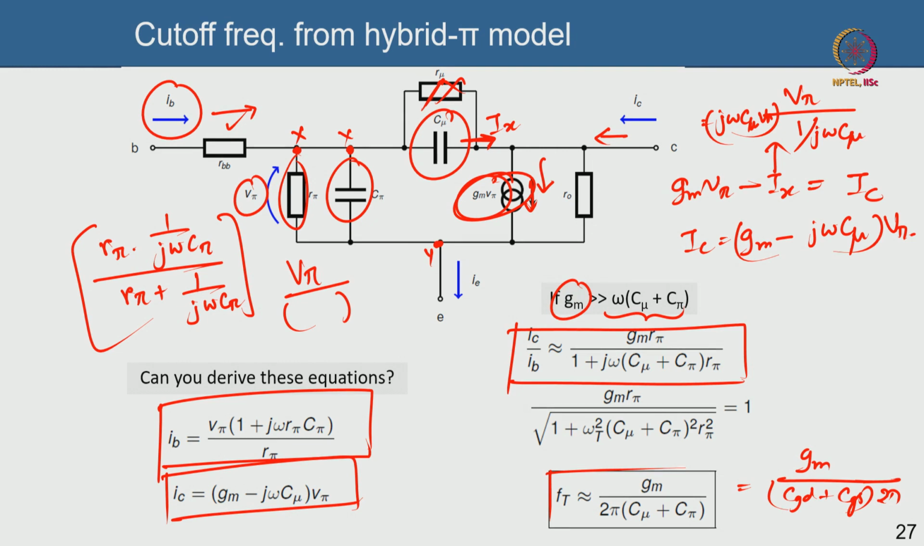So, as you know, to increase the cutoff frequency you have to make the GM higher. Good thing is that with increasing collector current your GM becomes higher, which is not the case in an FET. With increasing ID your GM does not become higher, it just shoots up and comes down, and then your capacitances have to be reduced, and that is very fundamental, we know that.